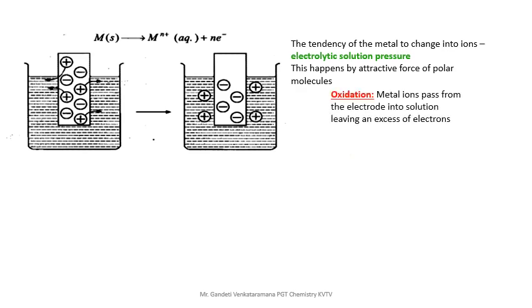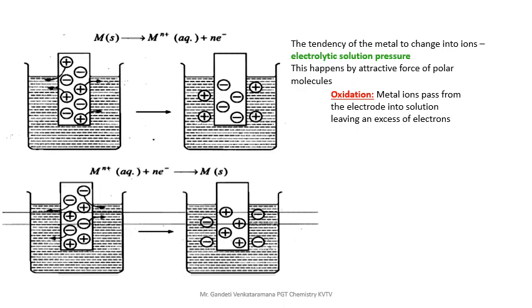Oxidation. Metal ions pass from the electrode into the solution, leaving an excess of electrons. This is a very, very important observation, my dear students. Okay, what is your observation? Metal ions pass from the electrode into the solution. So when they pass from the electrode into the solution, what will happen basically? Leaving an excess of electrons, means electrons are left at the electrode. So whatever electrons are left at the electrode, those electrons will flow from that electrode to the other electrode. Clear?